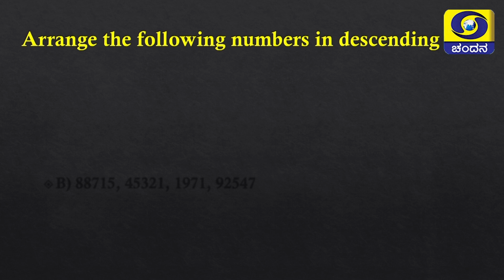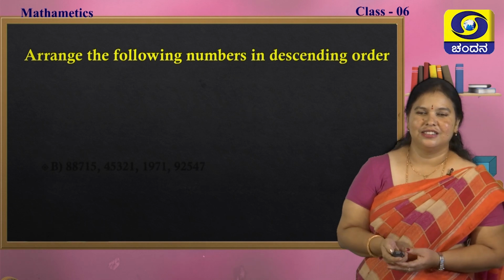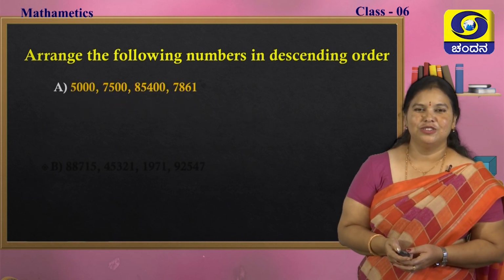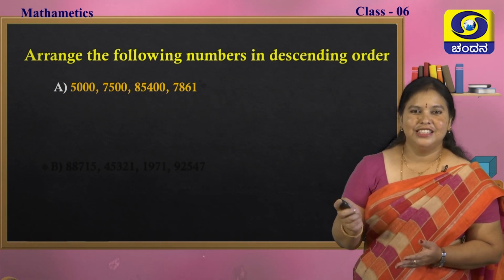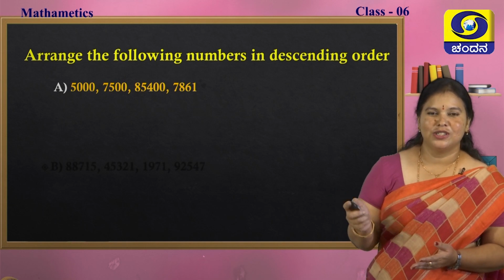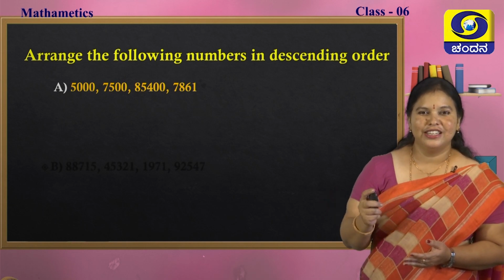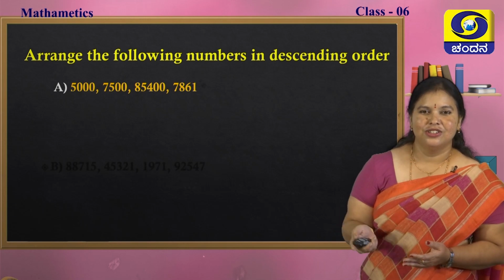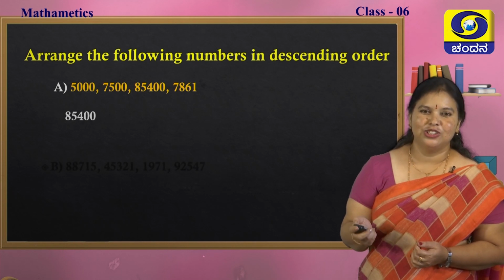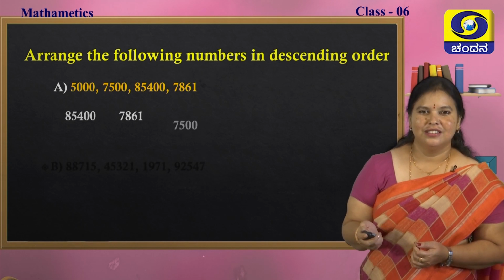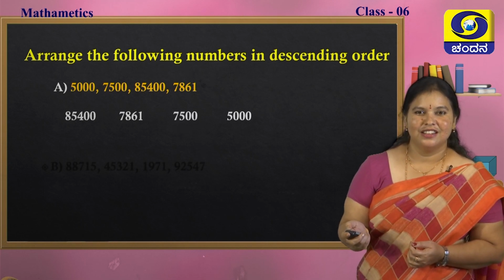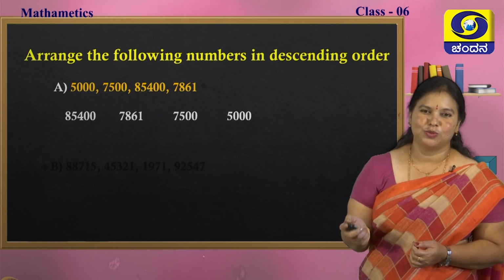Arrange the following numbers in descending order. Let us practice some numbers in descending order. Here I have given 4 numbers, that is 5,000, 7,500, 85,400 and 7,861. You have to arrange these numbers in descending order. So, we will put the greatest number first, that is 85,400, and 7,861, 7,500 and 5,000, because it is the smallest number.